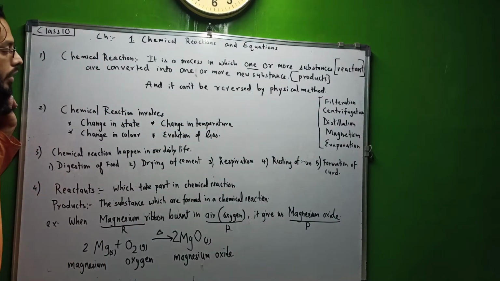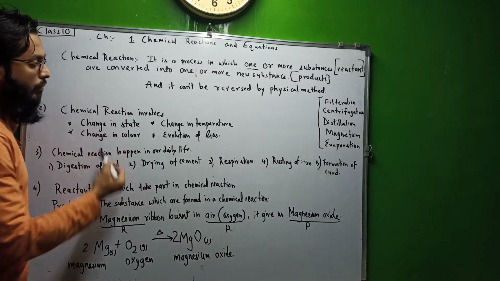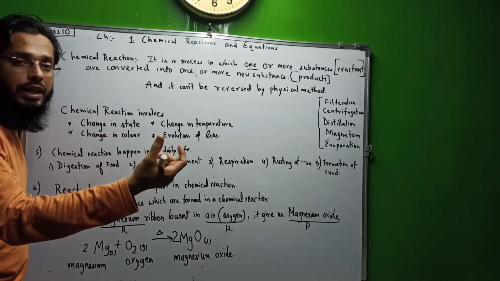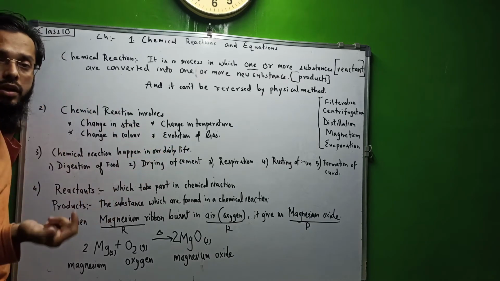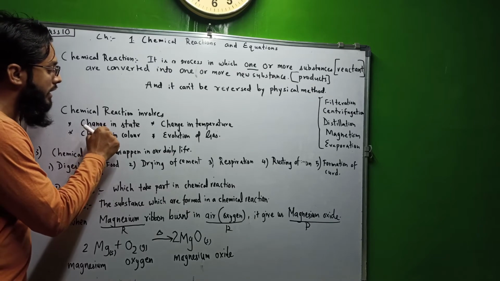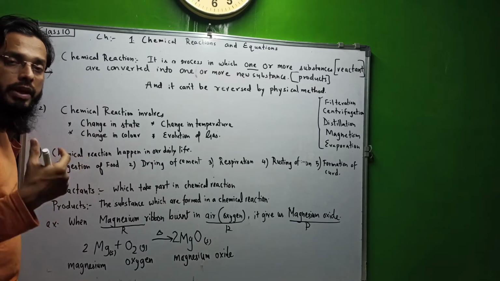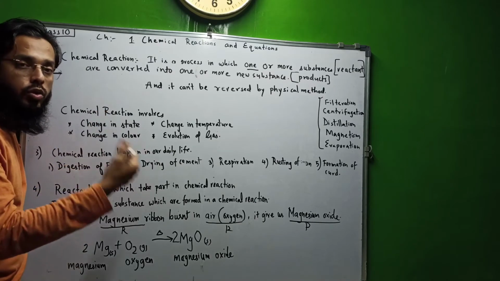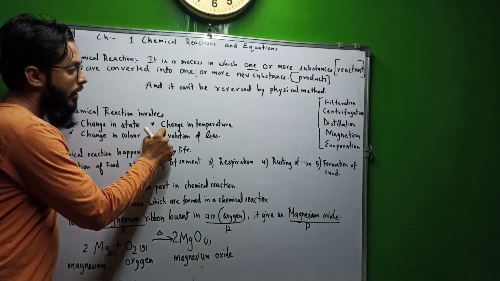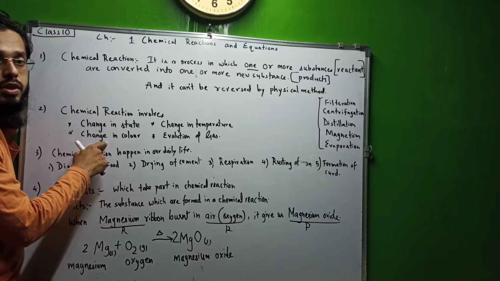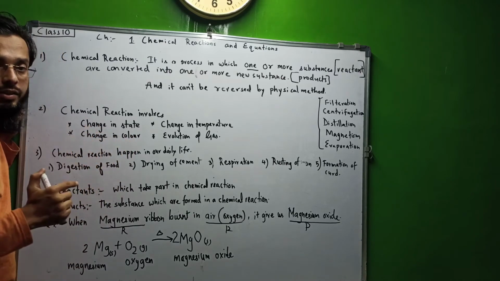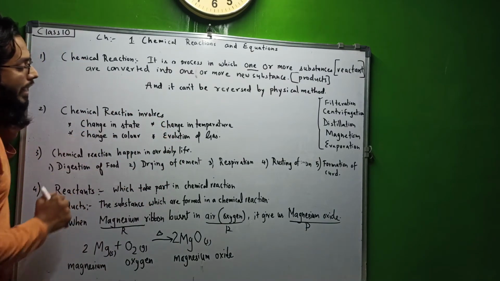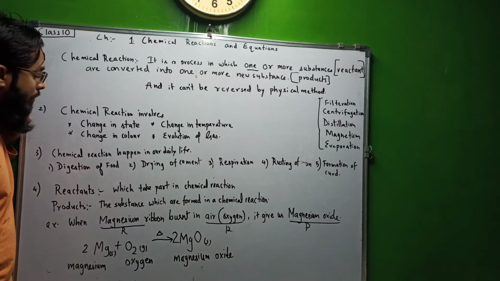So chemical reactions may involve a change in state. It is not necessary every time a chemical reaction occurs that a solid will change to gas or to liquid, but sometimes there may be a change in state. Means during a chemical reaction a physical change in state can occur. A solid can convert into liquid. Sometimes there is a change in temperature, sometimes there is a change in color, a white substance converted to a yellow substance. It is not necessary, but it may occur. An evolution of some gases. These are the characteristics which may occur in a chemical reaction.